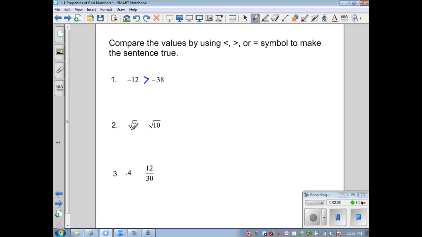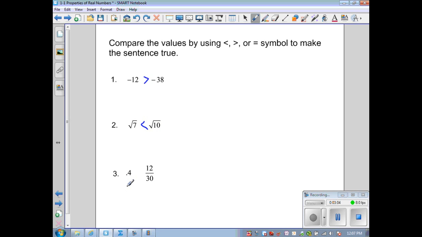Here, the square root of 7 we know has to be less than 3 because we know that 2 squared is 4 and 3 squared is 9 and 7 falls in between there. Therefore, this has to be somewhere between 2 and 3. While 10 is greater than 9, and we know the square root of 9 is 3. Therefore, the square root of 10 is greater than the square root of 7, or the square root of 7 is less than the square root of 10.